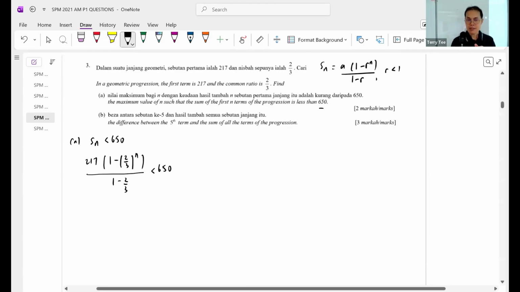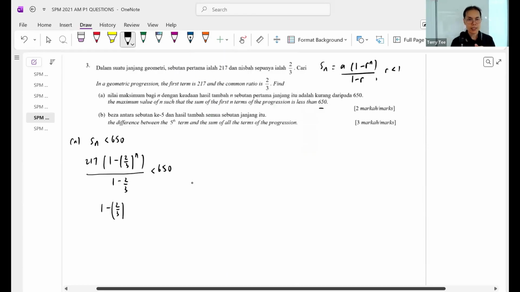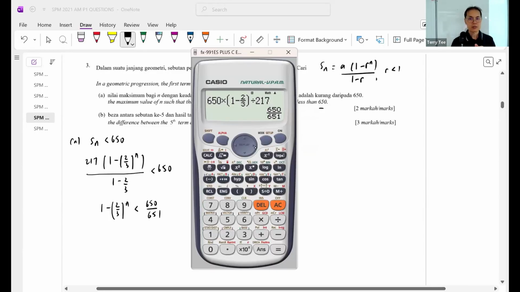Okay. Now, next, what do? You can multiply over. So I'm supposed to solve for n. So guys, we take 650, everyone. 650 times 1 minus 2 over 3. Whatever we get here, you divide by 217, all right? 650 over 651. So 1 minus 2 over 3 power n less than 650 over 651. I do very slowly. I do step by step. Okay, now.